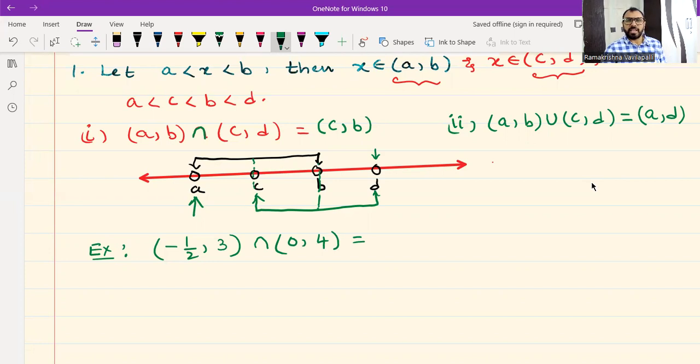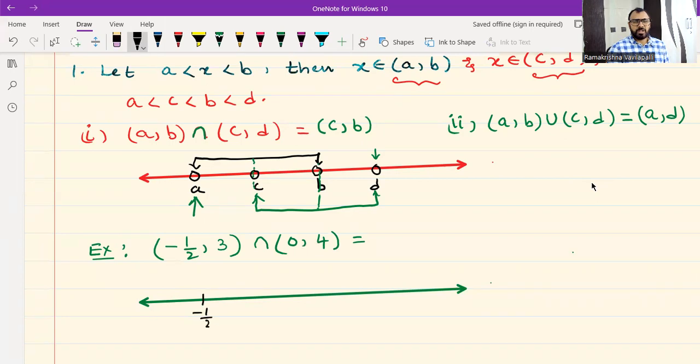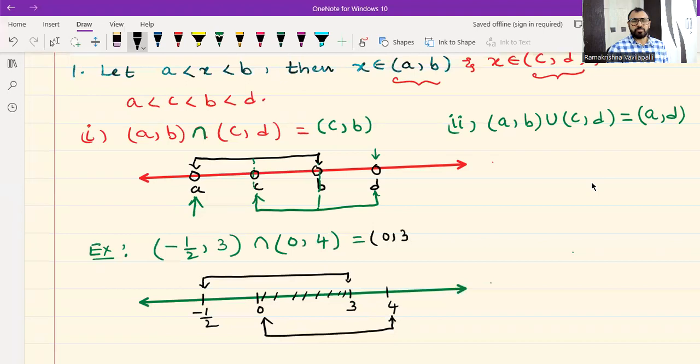So now you draw a real line. You plot the numbers. See here, this is minus 1/2, all are open, and this is 3. And here 0, and here 4. The first one is between minus 1/2 to 3. The second one is 0 to 4. Now easily you can understand what is the common. This is the common portion. From where to where? It is 0 to 3 that is the common portion.